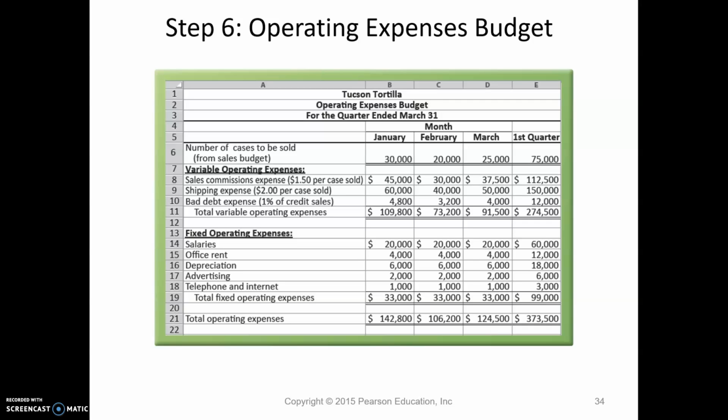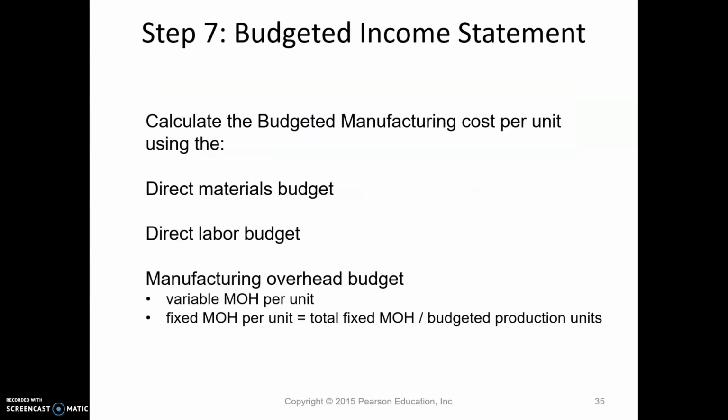And so the variable period costs will be based on the number of cases sold. So we'll pull these amounts from the sales budget, and you can see examples: sales commission, shipping, bad debt expense. Okay, these are all an amount per unit sold. And then we've got our fixed operating expenses: salaries, office rent, depreciation, advertising, telephone, etc. Okay. After we have our operating expenses, then we can prepare our budgeted income statement.